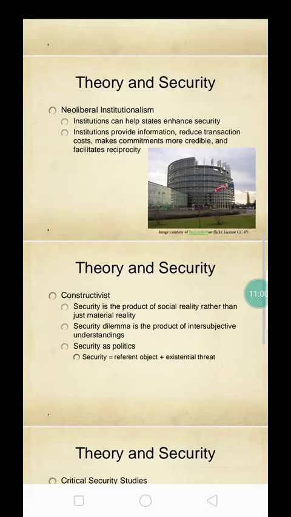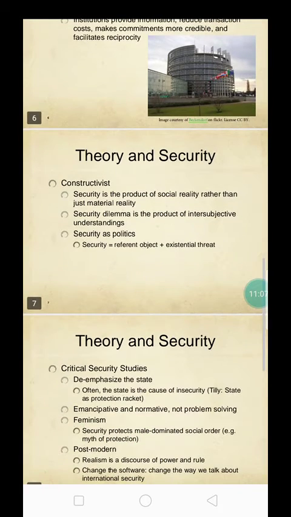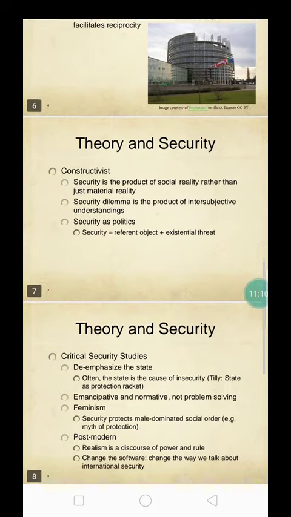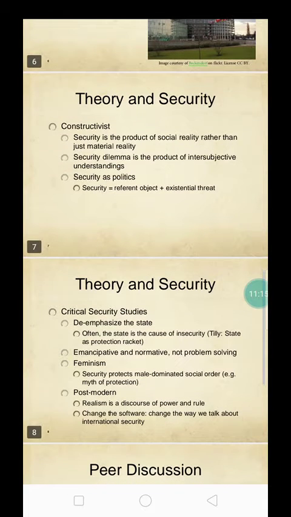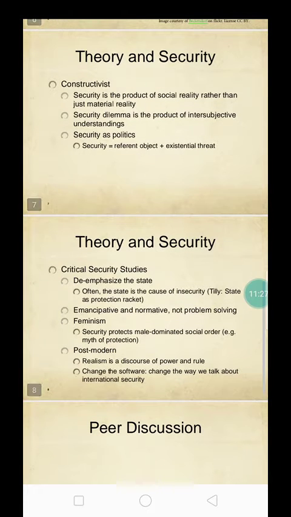Last on the list is critical security studies. This theory is an academic discipline. They emphasize the state. Often the state is the cause of insecurity, described as a protection racket. It is positive and normative, not problem-solving. Feminism: security protects the male-dominated social order. Postmodern realism is a discourse of power and rule. Change the software, change the way we talk about international security.